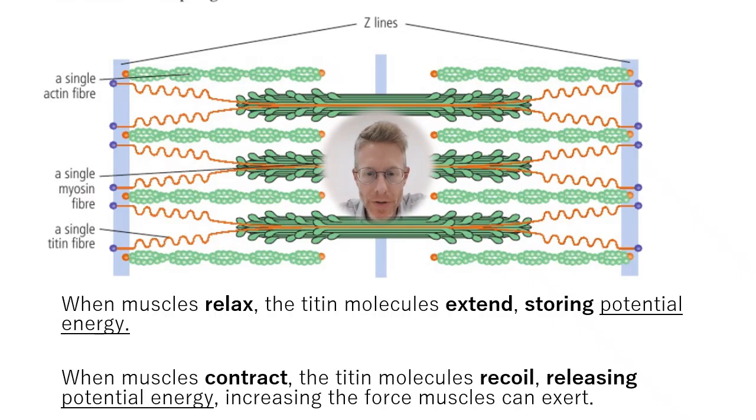And then when muscles contract, those titin molecules release that potential energy and therefore help facilitate that contraction. They make it easier so the muscles can exert more force. So that's an extra detail about the role of the titin fibers in storing and releasing potential energy to increase the amount of force that muscles can exert.